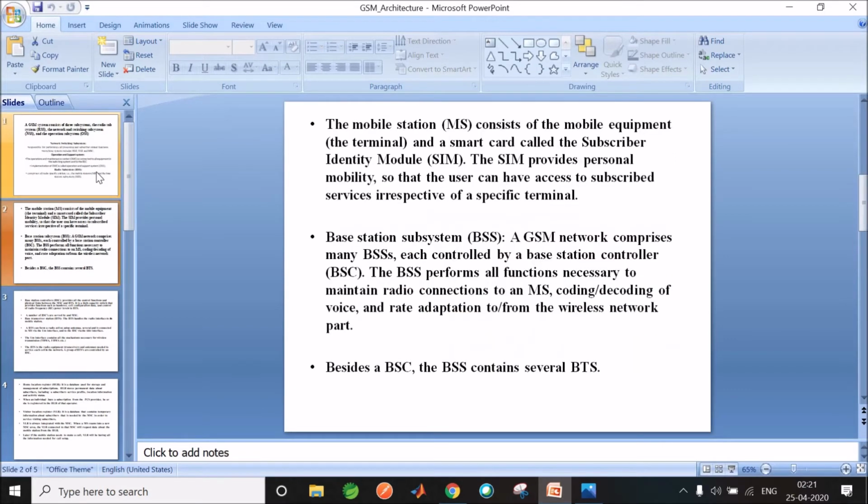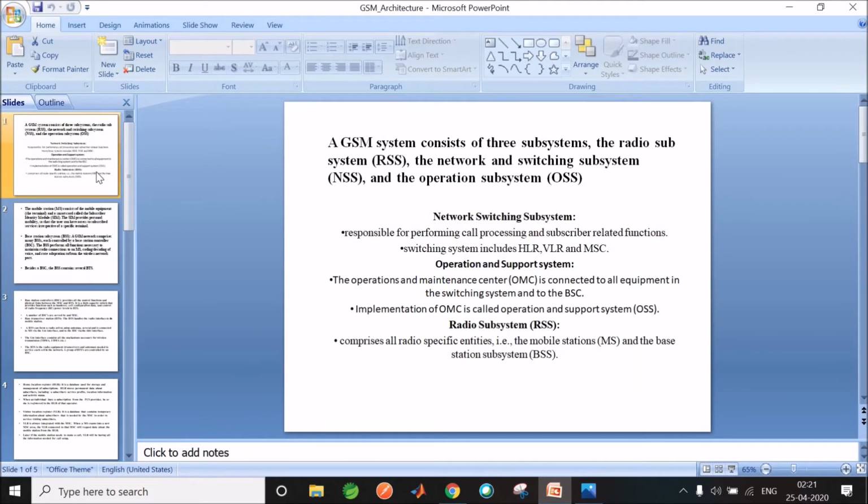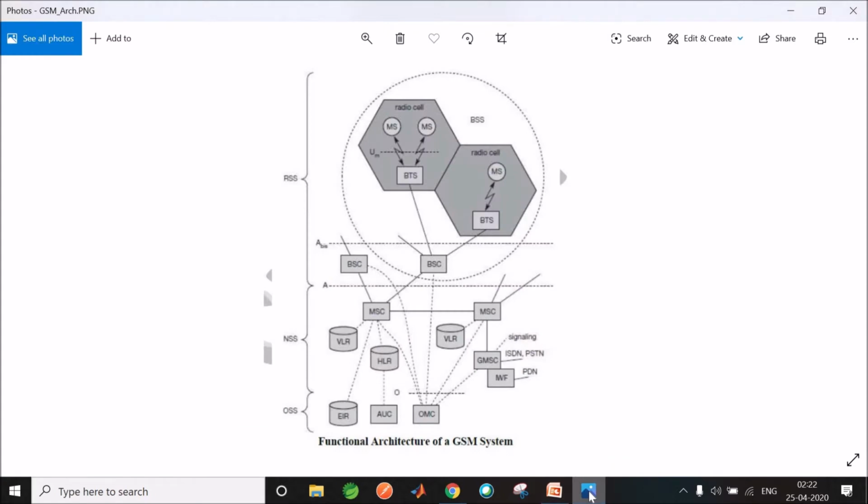Here I have made some notes or handouts that I'll be sharing with you. As I said, it consists of three subsystems: the radio subsystem, the network and switching subsystem, and the operation subsystem. Now, forget about what's written. We will go through it again, but for your easy understanding, we will switch to the diagram again.